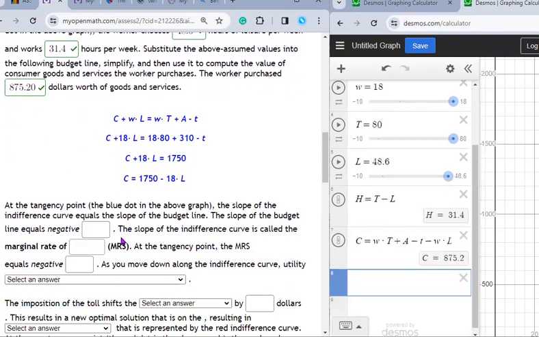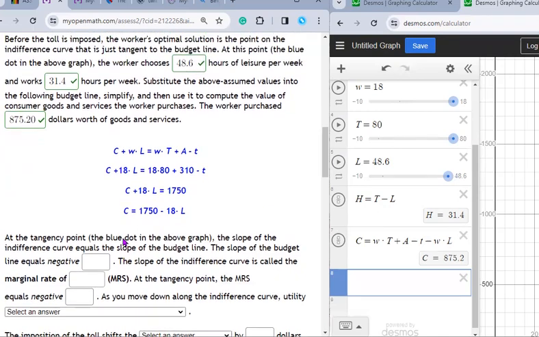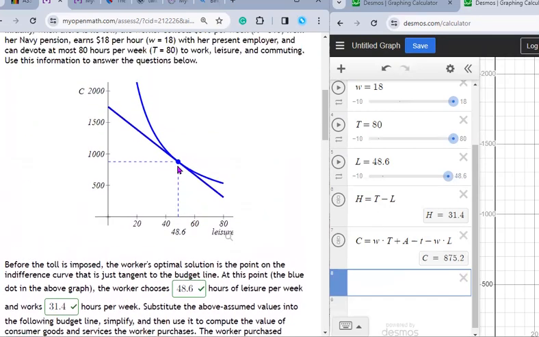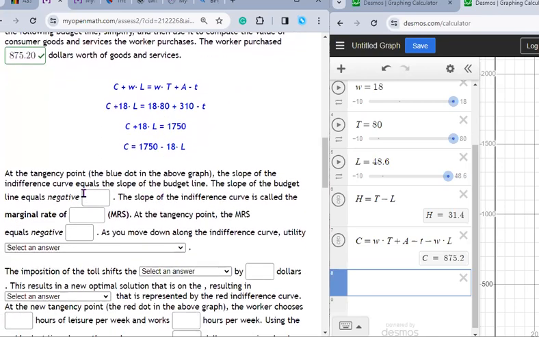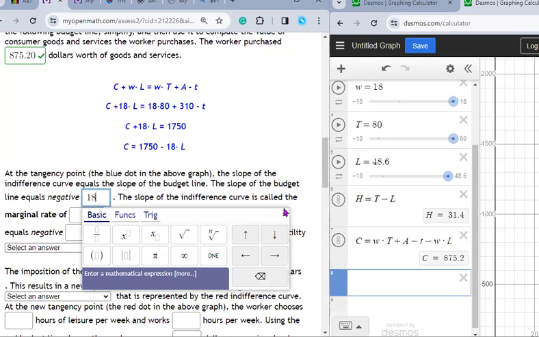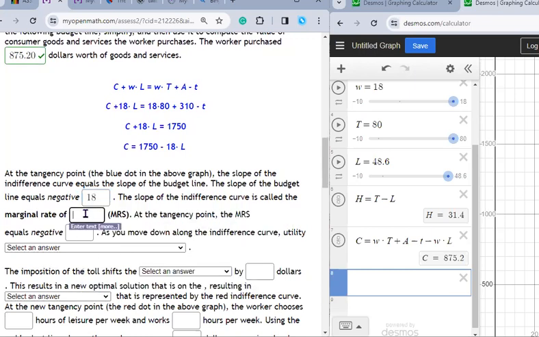Now, at the tangency point, the slope of the indifference curve equals the slope of the budget line. We already talked about that, right? So if I zoom in right here, the indifference curve is going to look like the budget line, right? They're both going to have the same slope when you focus in on here. They don't have the same slope at this level of leisure, and they don't have the same slope at this level of leisure. But at this level of leisure, they have the same slope. And that slope is equal to the wage, 18. So the slope of the budget line is 18 at that point.